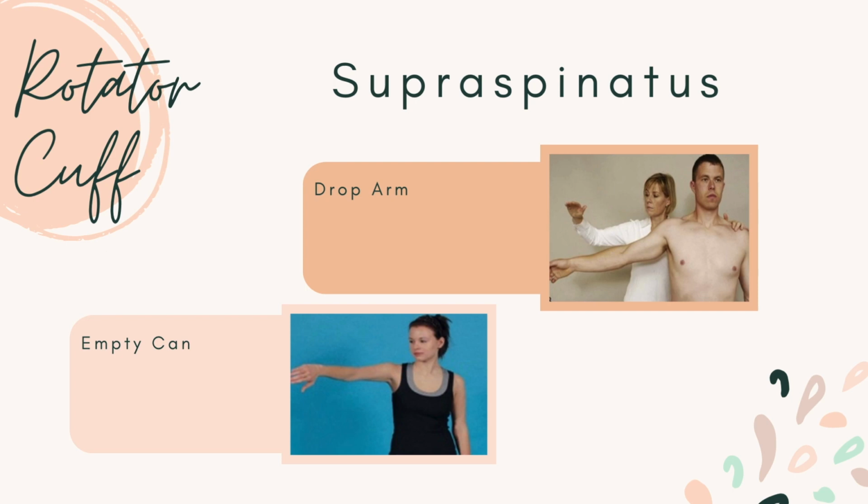The empty can test is kind of like an MMT, so you put them in a position and then add resistance. The position is the shoulder at 90 degrees of elevation in the scapular plane. Elbows should be fully extended and the shoulder in full internal rotation, a thumbs down position, and then resistance is provided at the distal arm in an inferior direction. A positive finding there would be dropping of the arm, weakness, or pain.